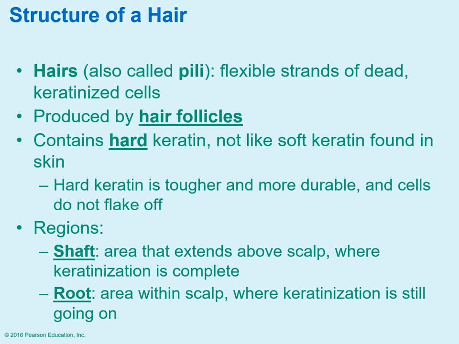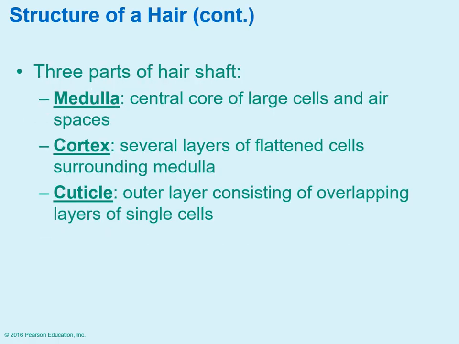So the hair shaft is the area that extends above the scalp. The root is within the scalp, so you don't see the root. This is where the keratinization is still going on. Three parts of the hair shaft. You've got the medulla, the cortex, and the cuticle. The medulla is in the innermost portion. It's that central core. The cortex is going to be surrounding the medulla, and then the cuticle is the outermost layer.